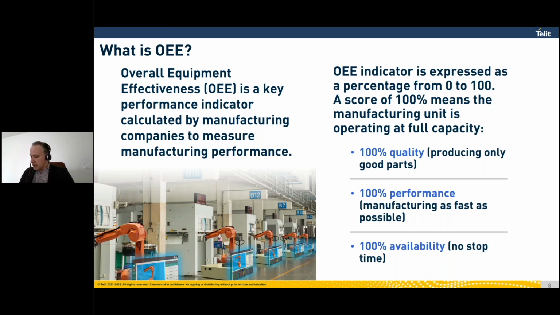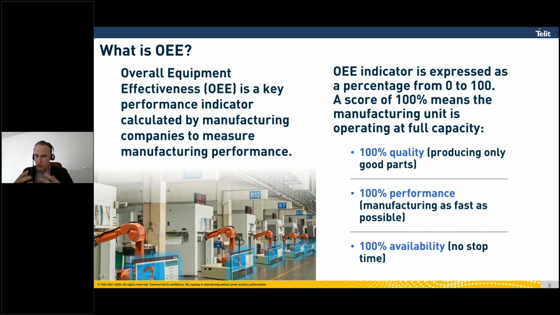For the quality, it considers the manufactured parts that don't meet quality standards, including parts that need rework. OEE quality is similar to the first pass yield that many companies use, and it defines the good parts that pass through the manufacturing process without requiring rework.